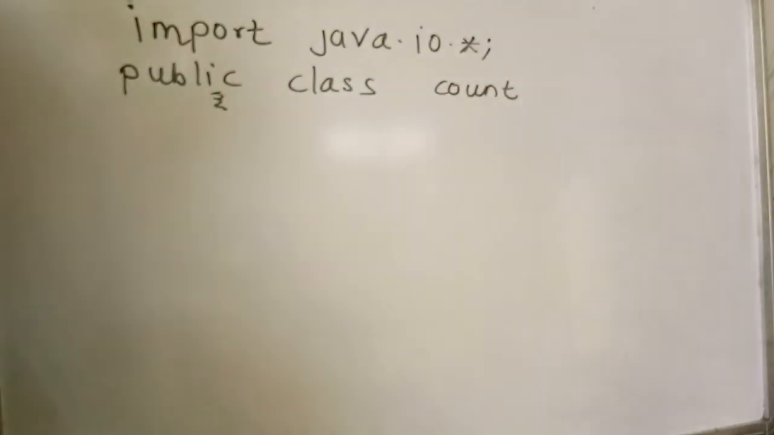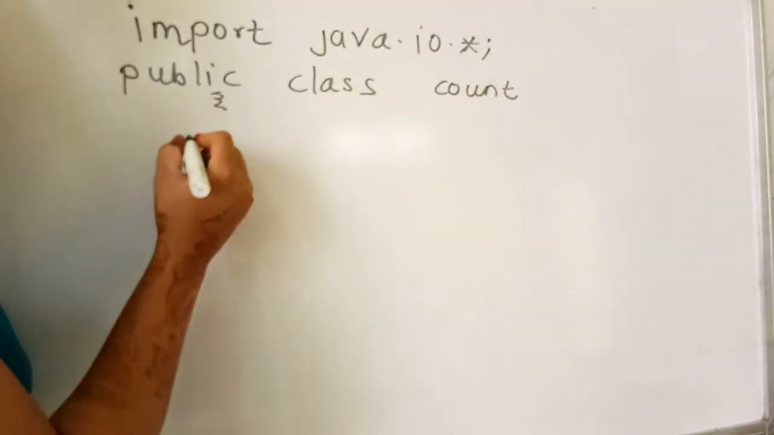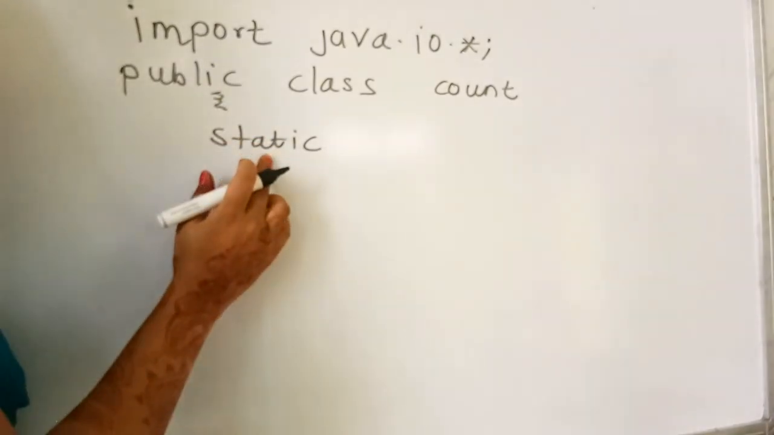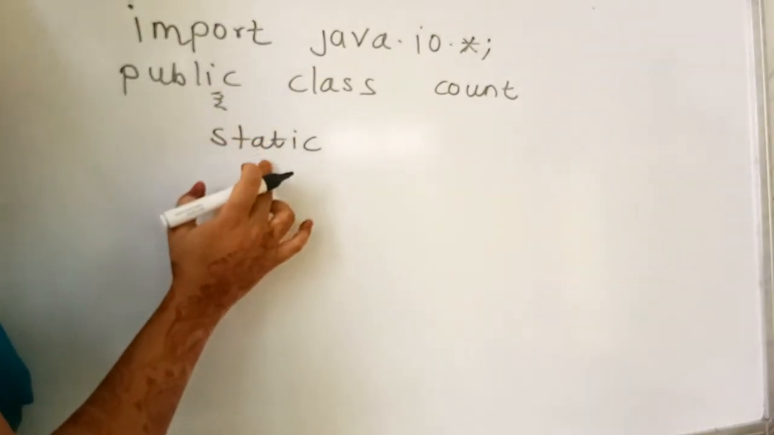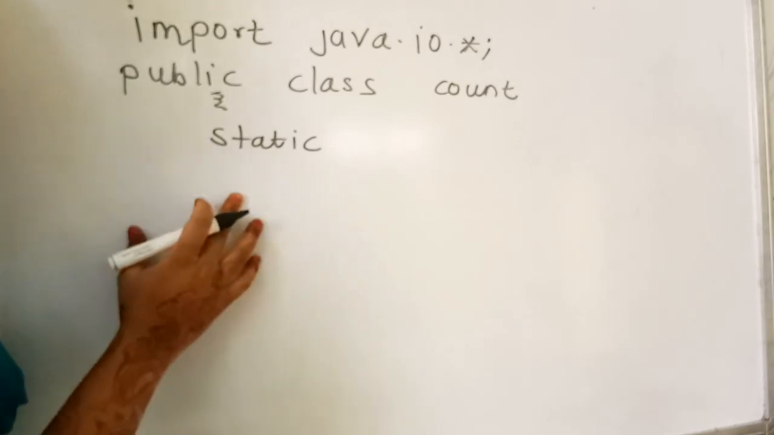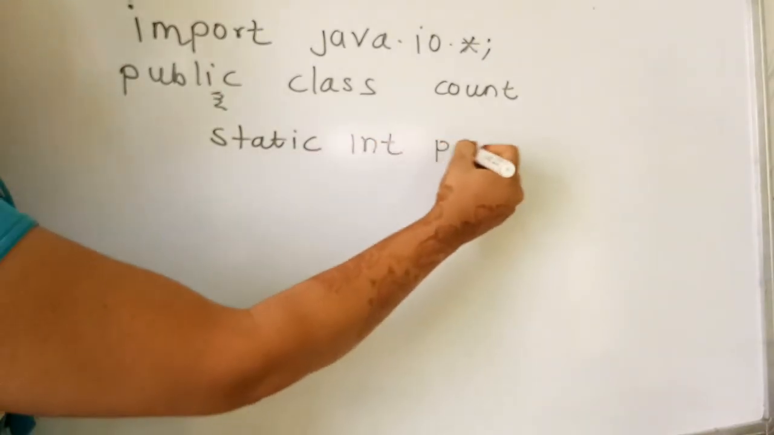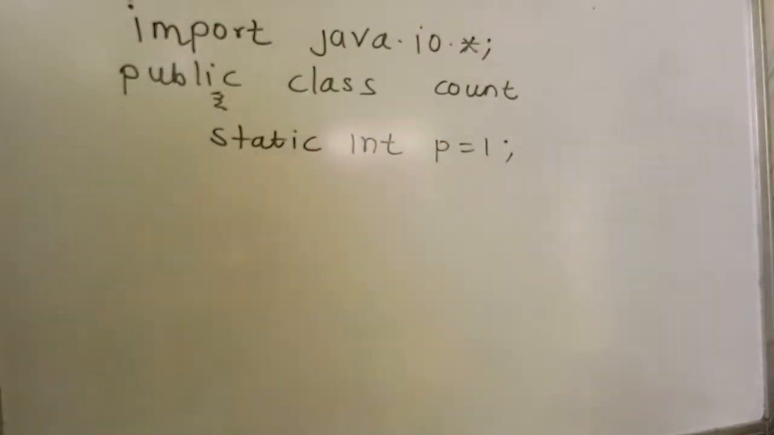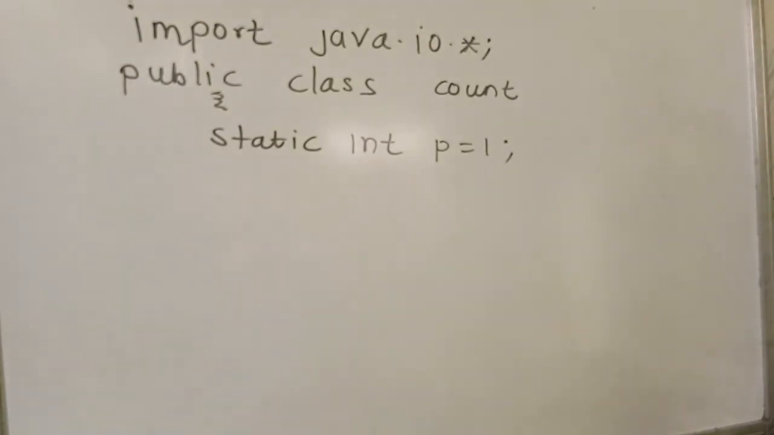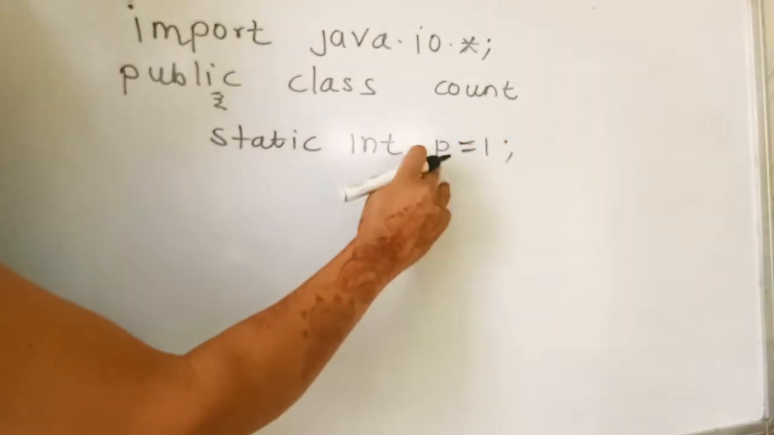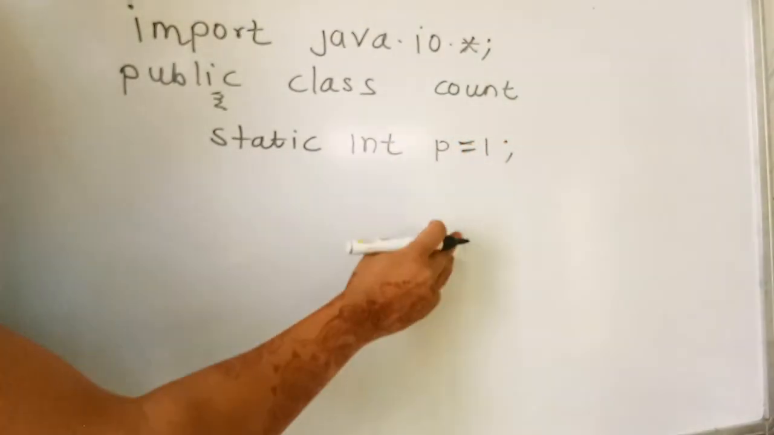We have to count the objects, so for that we will take one variable and initialize it initially to 1, and we will make it static. Why are we making it static? Because static is a mechanism whose value is shared and doesn't change because of another variable. So static int p = 1. We initialize the variable p to 1, and this variable is going to collect the object count.